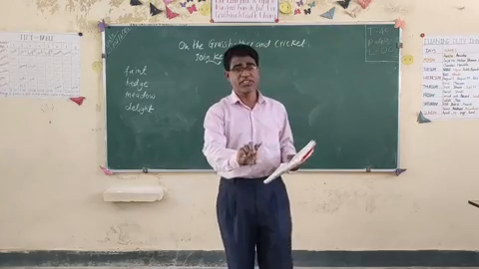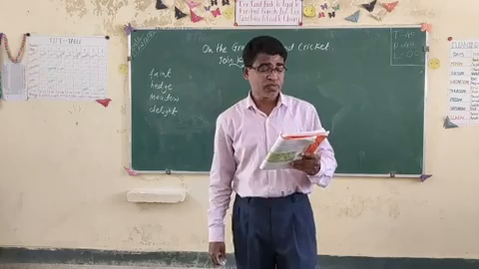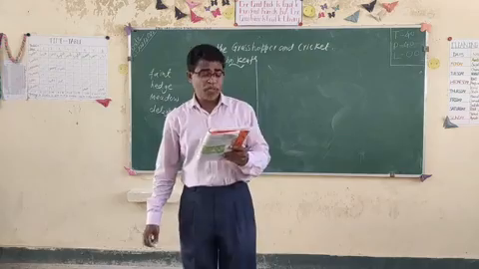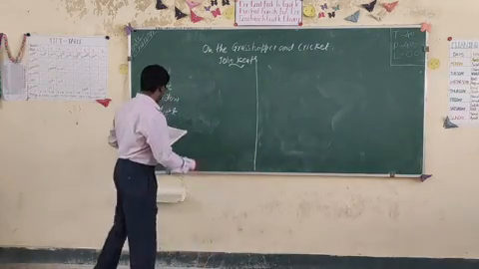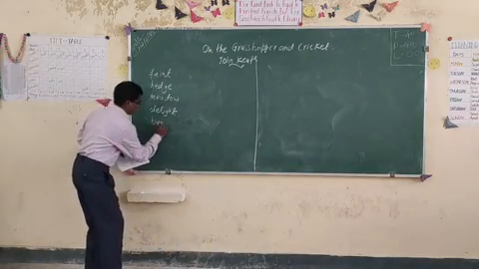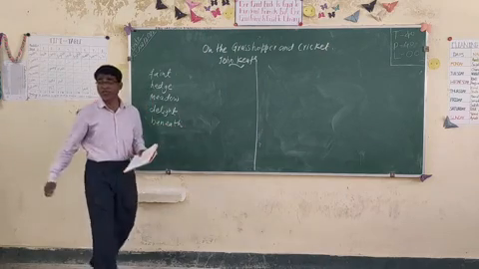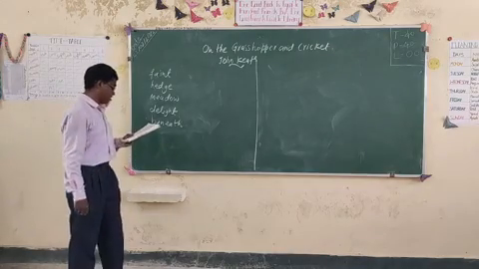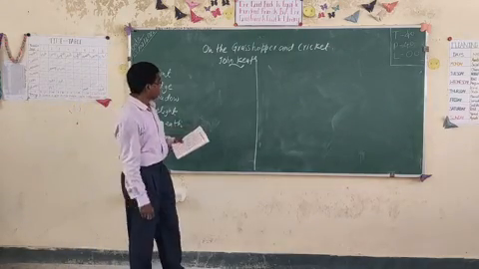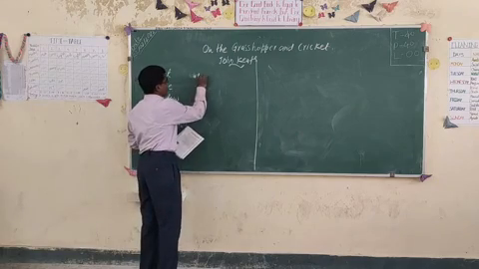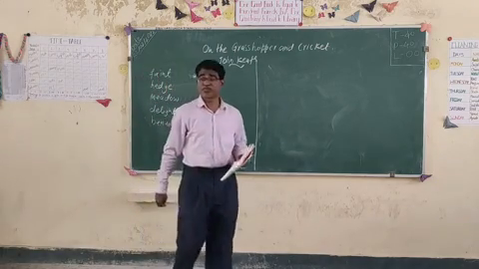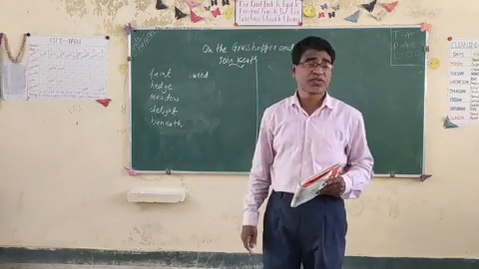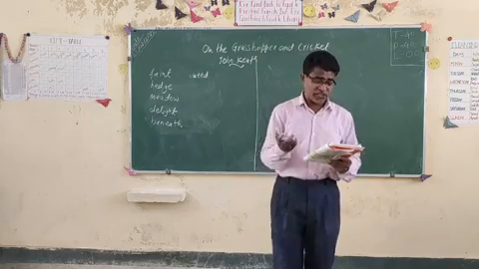Pleasures. Pleasures. Some more words are there. Let us find out their meaning. Group number 1, once again. Beneath. What is the meaning of beneath? Under. Okay, nice answer. Weed, group number 2. Plants. Small plants. Unwanted plants. Okay, nice.